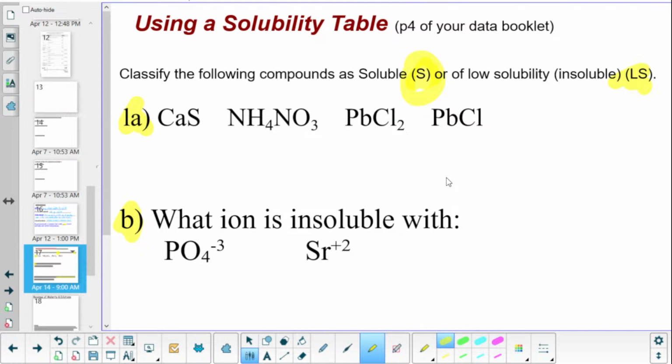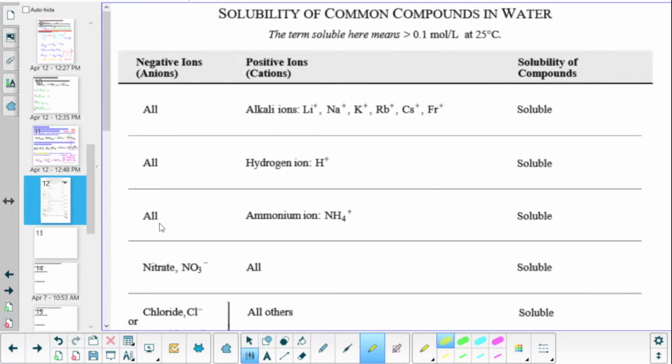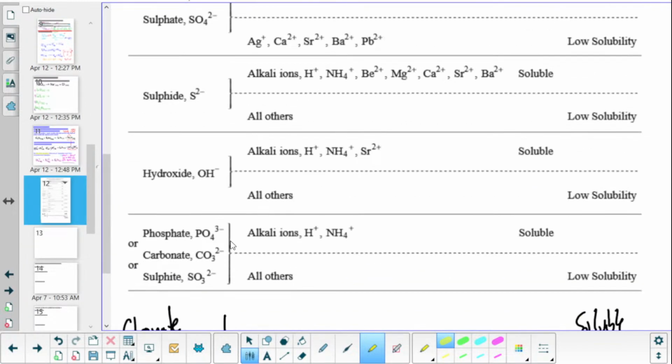Mr. Neufeld, when it says PO4 negative 3, and down here it says it's low solubility with all others. And then here, when I take, for example, potassium plus, and it says it's soluble with all other negative ions, what is true then? So you go down here and you see phosphate, and here you see alkali. Phosphate is soluble with alkali ions.